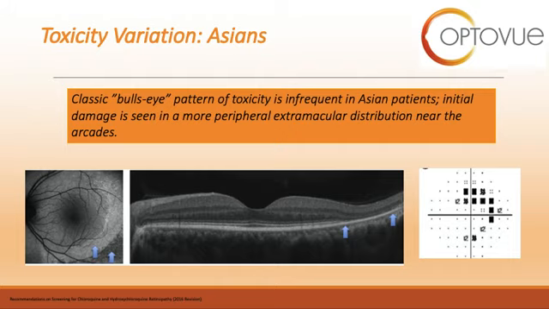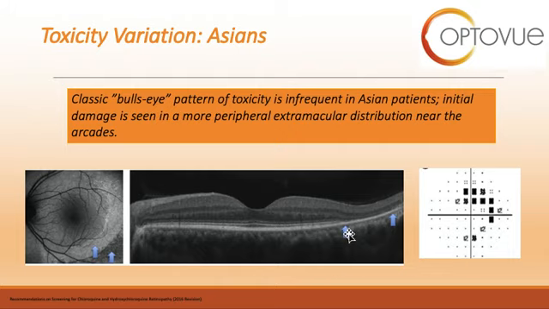So, just a clinical pearl, as far as Asians go, the literature is saying that Asians tend to get more peripheral extramacular distribution versus that central distribution that we see in our regular Caucasian patients. So when you're doing testing on an Asian patient, make sure that you don't get a 10-2, but you get a 24-2, because that's going to allow us to visualize more of that tissue outside of the foveal area.